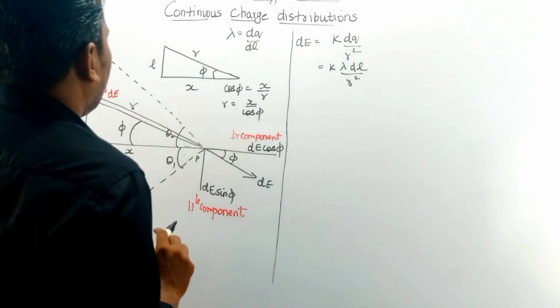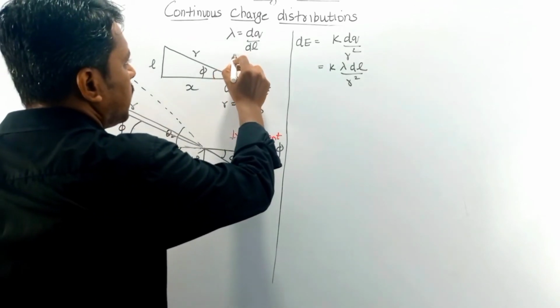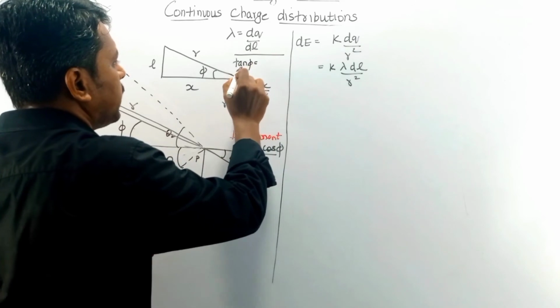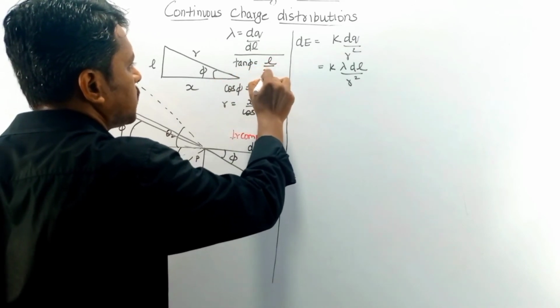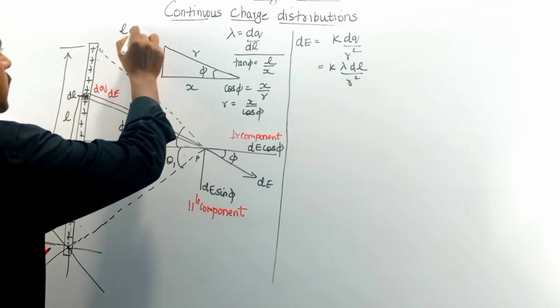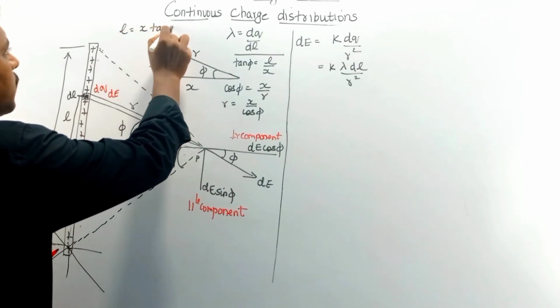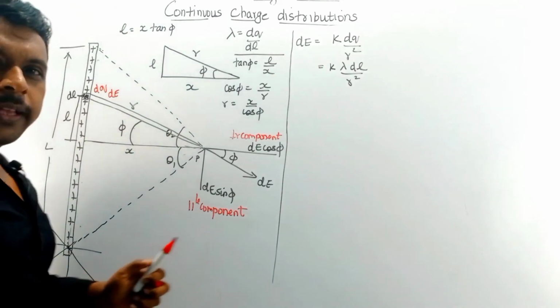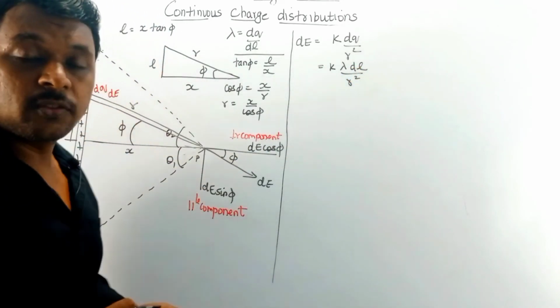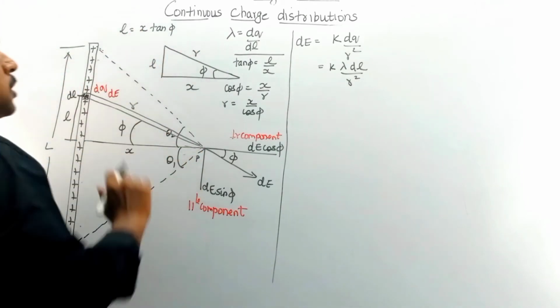Okay, next similarly, here I am applying tan phi. When I apply tan phi I get L by x. So from this we can write L is equal to x tan phi. Okay, so I want the expression for dl. Here I have only dl, so I have to have the expression with respect to dl.